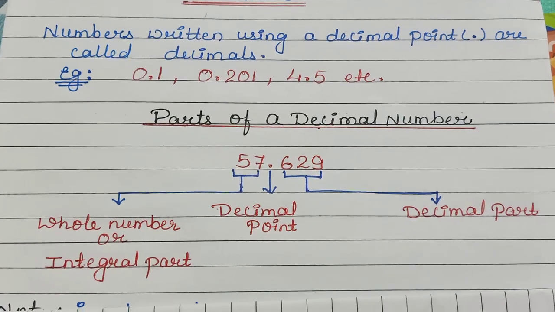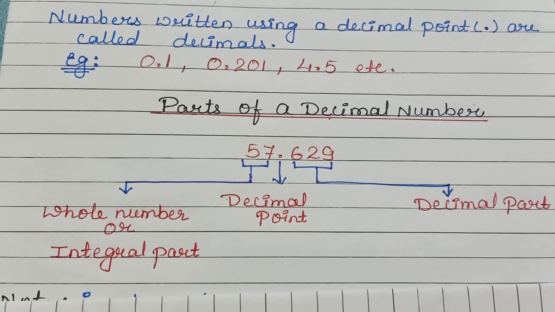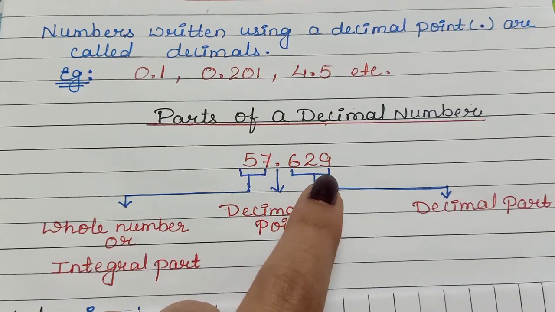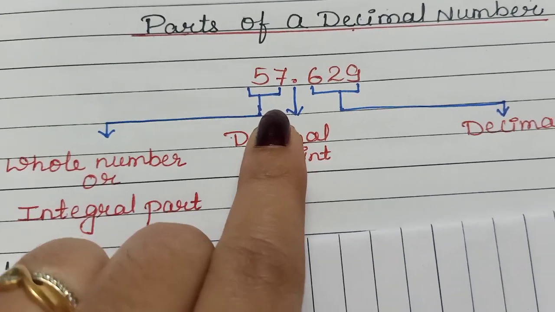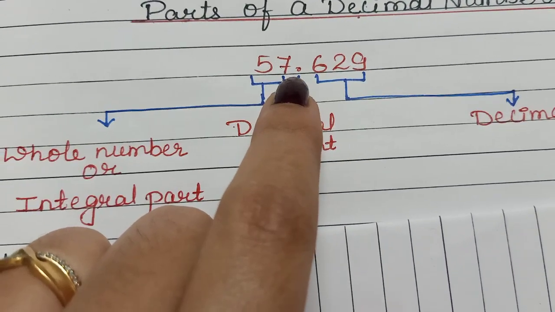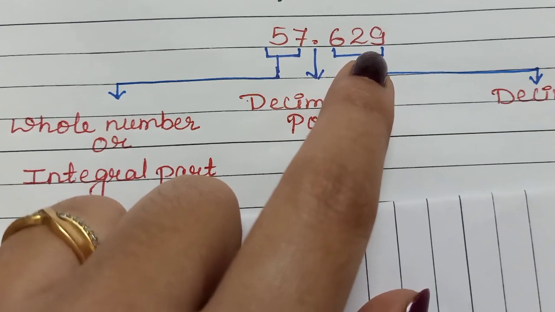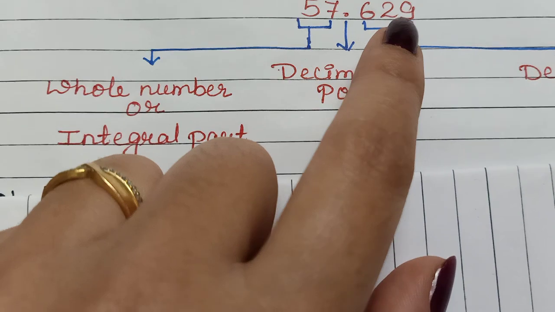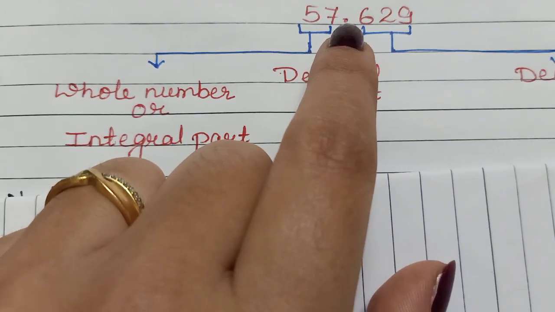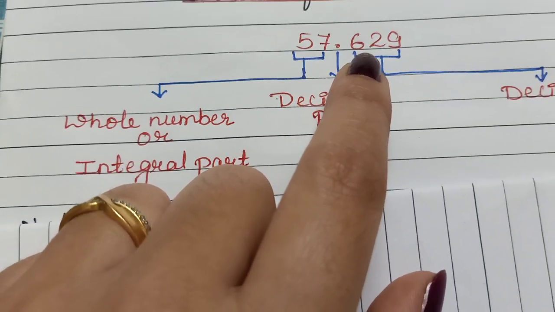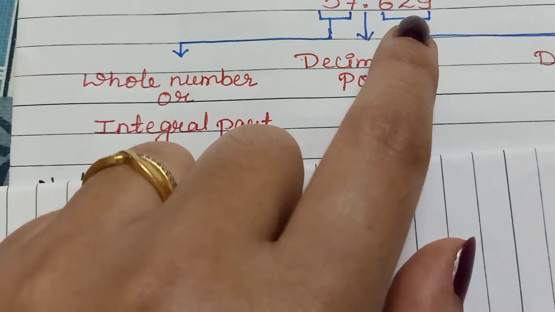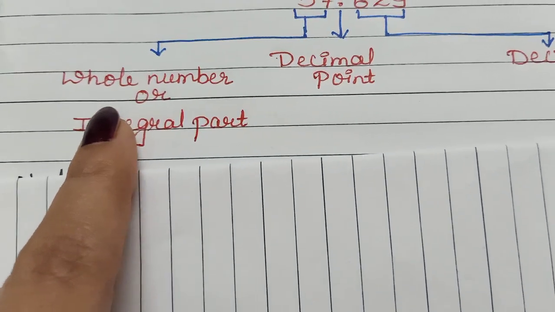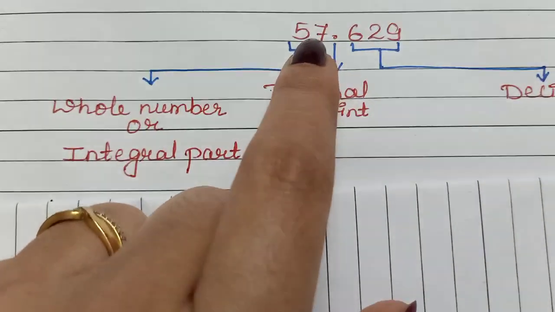Now let's see the parts of a decimal number. I have given one example here, 57.629. I am reading this number with the digits after the point as single digits, that is 6, 2, 9. This is a rule in decimal that after the decimal point, whatever numbers are there, we have to read them as single digits. And before the decimal point, as this is divided into parts, is the whole number. How do we read the whole number?